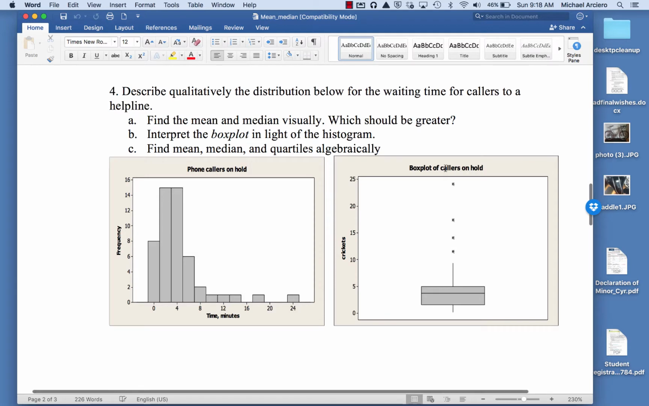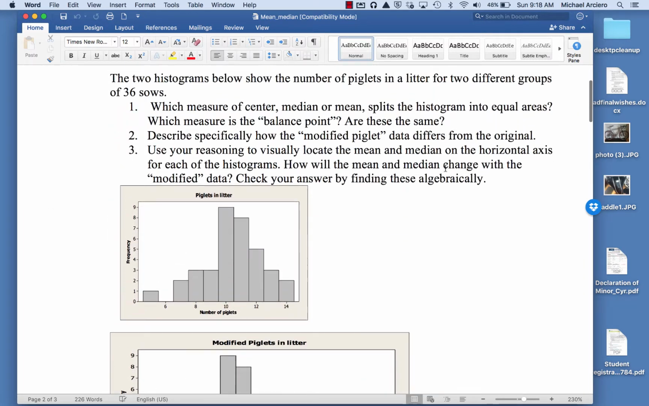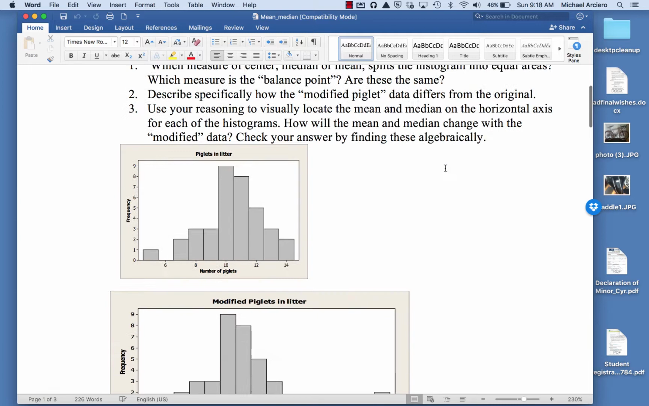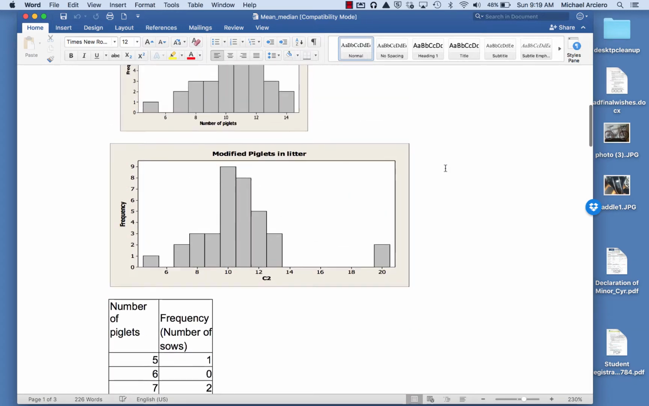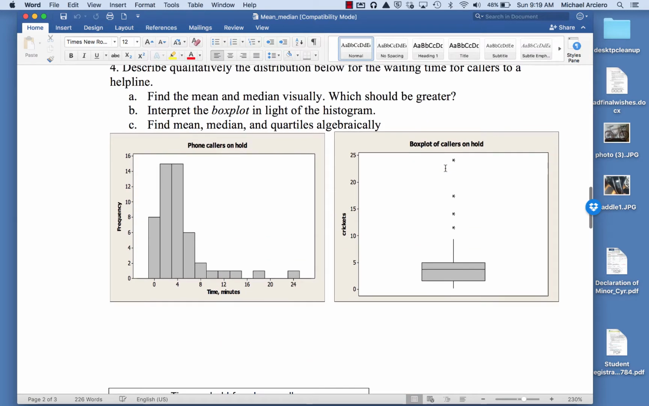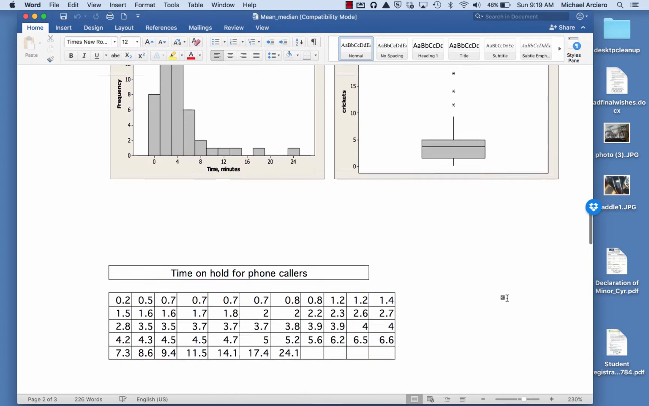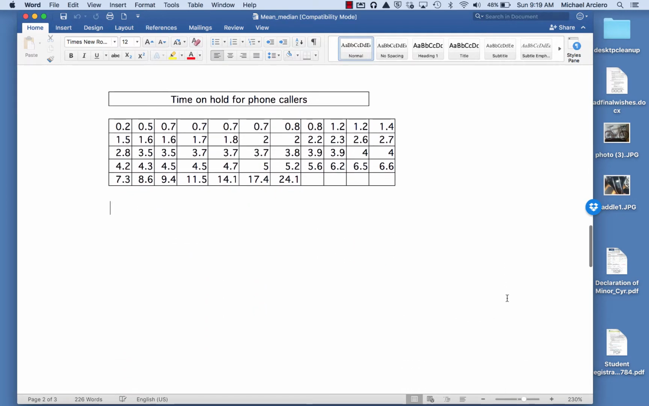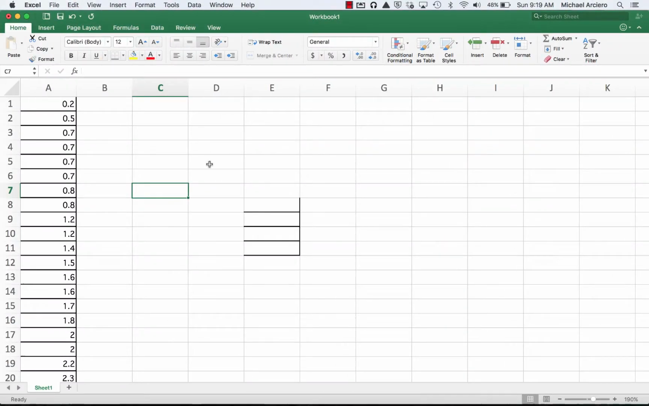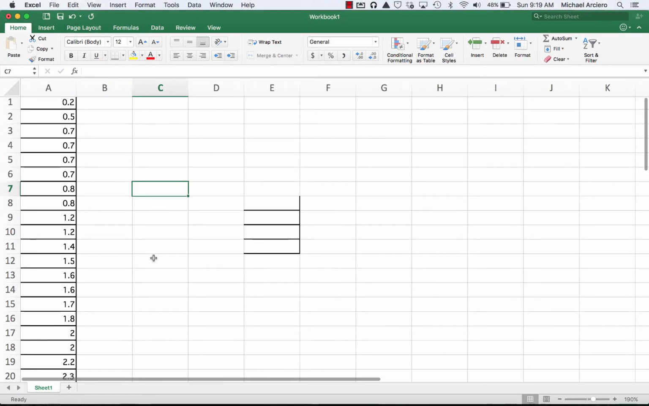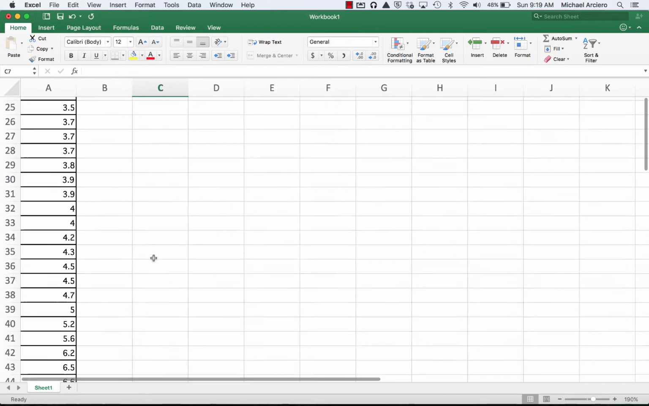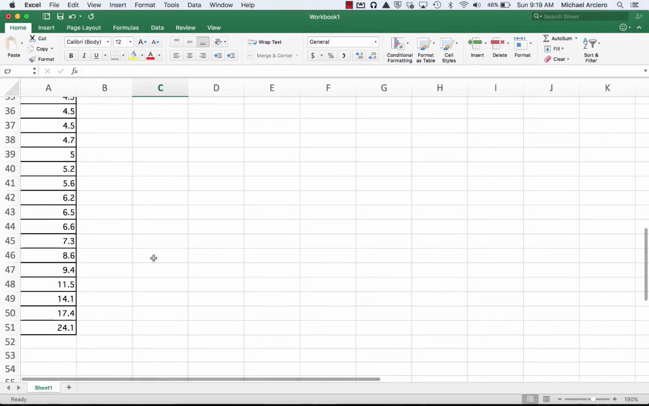Let's look at an example. Here's a worksheet that we looked at the other day, mean and median, and had some piglet and modified piglet data. On the next page we have some wait time for callers on a helpline, and here's a histogram, and actually this is a box plot which is a graphical representation of our 5-number summary, but we'll get to that in a minute. Let's look at the raw data here. But let's look on a spreadsheet. It's a little bit nicer to look at it all in one column. So here are the data here, and we can see there are 51 values.